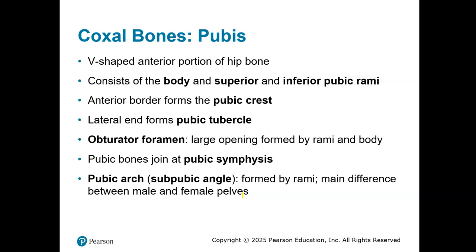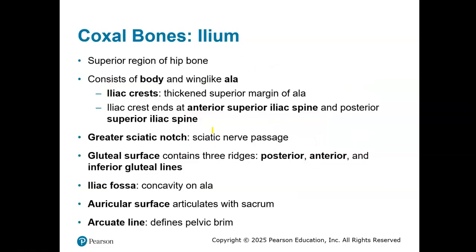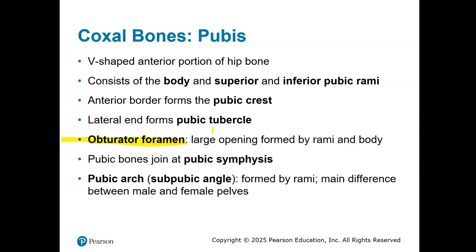And then within the pubis, you have the obturator foramen, which is the large hole, the large opening. I was just seeing if it was labeled. I guess not. But anyway, it's just the opening where a baby's going to come through. You have the pubic symphysis, which is the fibrocartilage that joins the pubic bones.